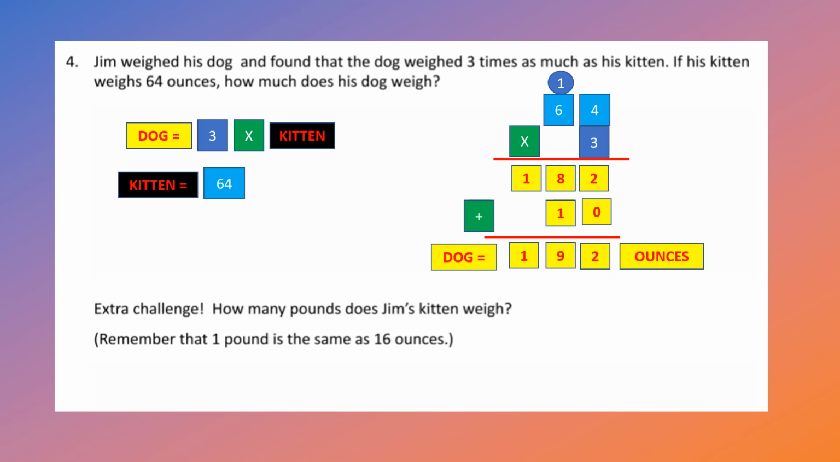Now, at the bottom, there's an extra challenge question, which means it's a question to challenge you to see if you can solve it, right? So it says, how many pounds does Jim's kitten weigh? Remember that 1 pound is the same as 16 ounces. All right, so if his kitten weighs 64 ounces, then I should be able to divide 64 by 16 and get the weight in pounds.